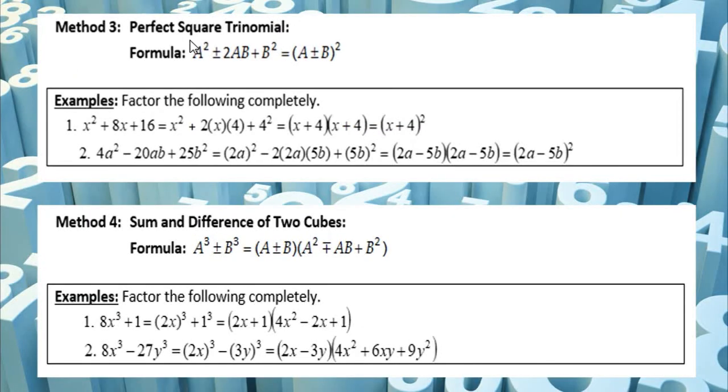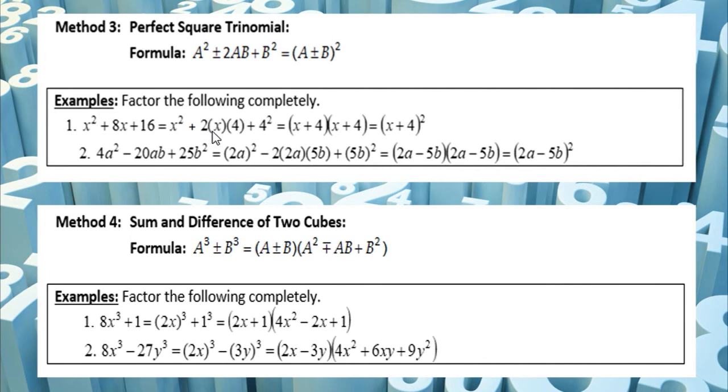Method 3, perfect square trinomial. Formula a squared plus or minus 2ab plus b squared is equal to a plus or minus b quantity square. Okay, let us factor the following completely using this perfect square trinomial formula. Given x squared plus 8x plus 16 is equal to, we have here x squared plus 2 times x times 4. Ngayon 2 times x times 4 man. So, we use this 2, given siya sa atong formula.